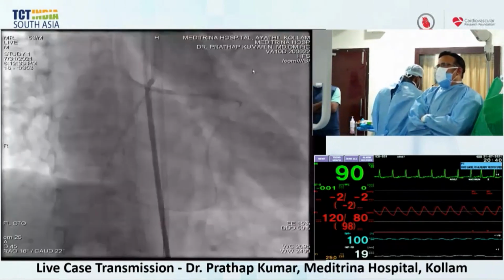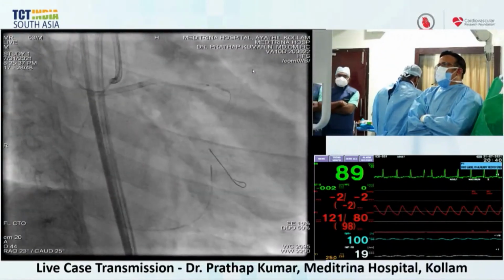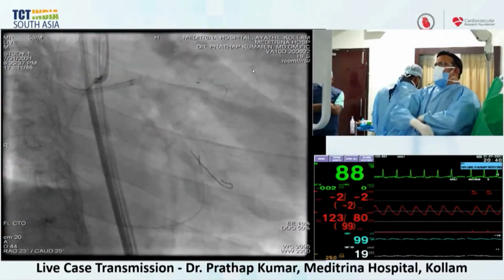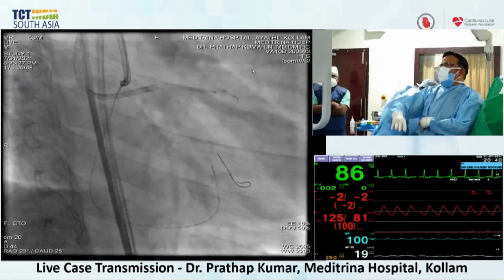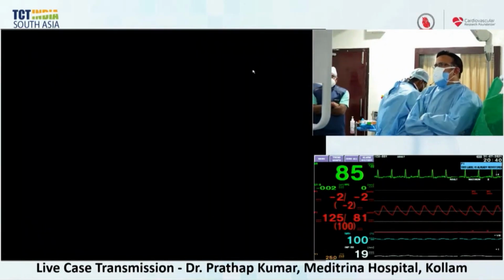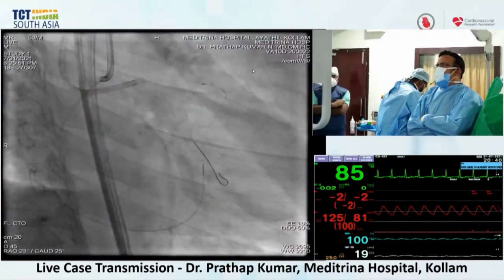Next, we escalated the wire. After that, we kept the microcatheter. It's actually almost at the septal mid part, so that we wanted to check if any problem is there. Then we did a balloon dilatation, keeping a wire in the circumflex. After balloon dilatation, we did next.